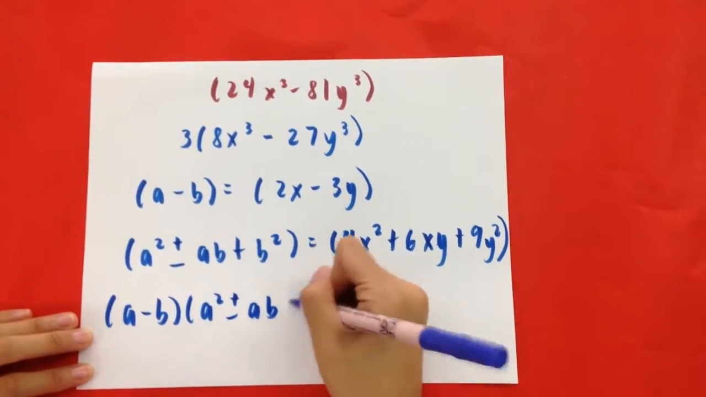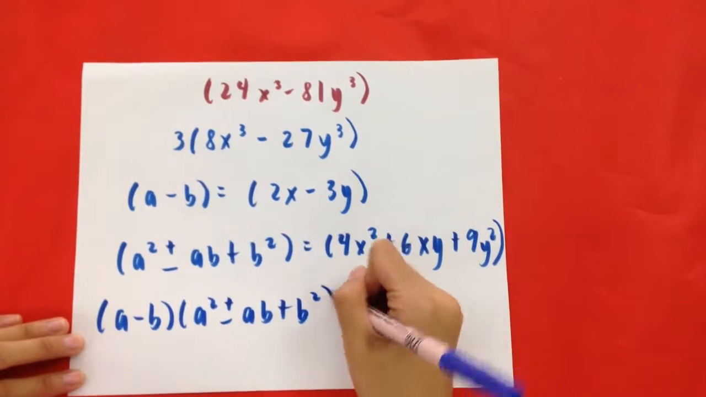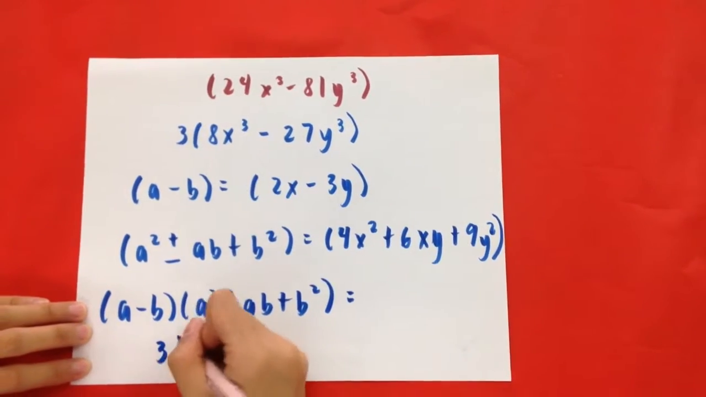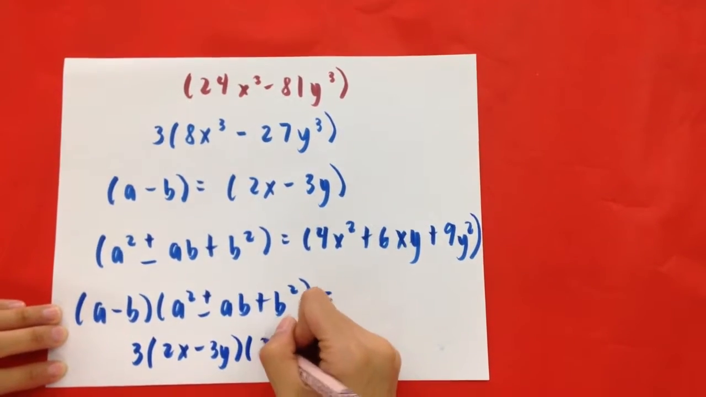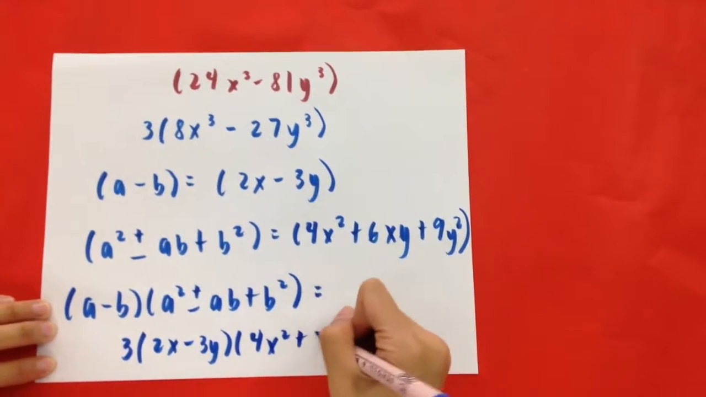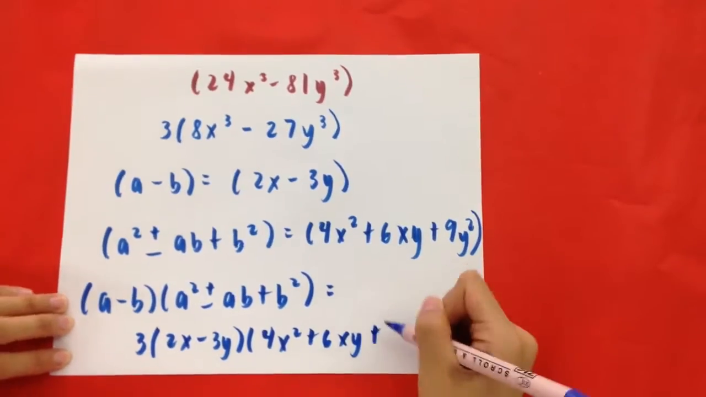Combine the two, follow the sign convention, and you will end up with 3 times 2x minus 3y times 4x squared plus 6xy plus 9y squared. The 3 on the left hand side is the GCF that we factored out at the start.